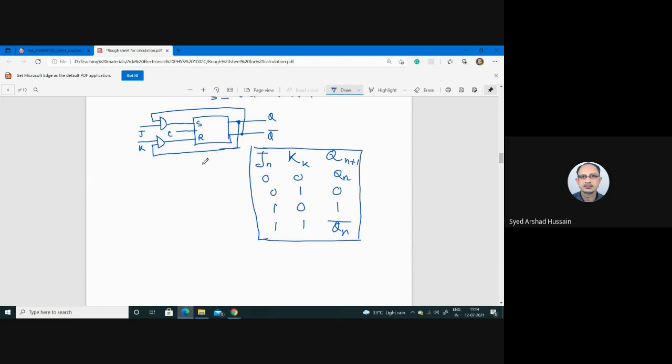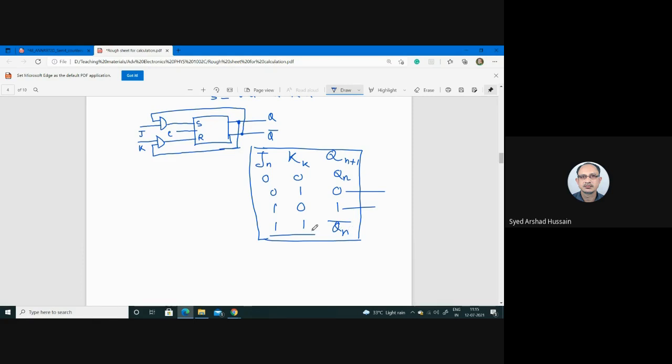But in this flip-flop, again there is one problem. When 0, 0, no issue, it is unchanged. It can hold the previous state. 0, 1, reset. 1, 0, set, no issue. But if it is 1, 1, then the output is just the reverse of the earlier output, Qn bar. If in earlier cases your output is 0, now it will be 1. If it was 1, then now it will be 0.